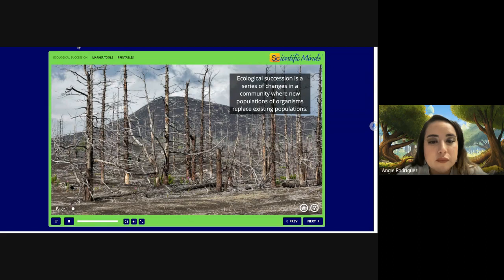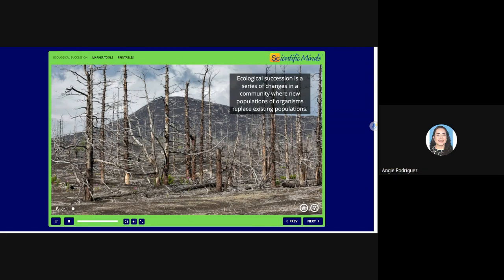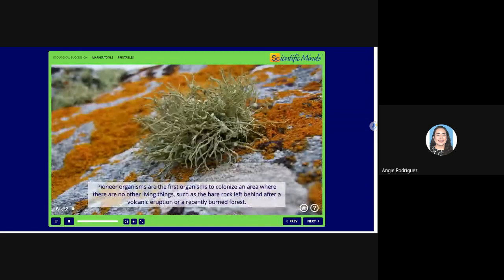Ecological succession is a series of changes in a community where new populations of organisms replace existing populations. Ecological succession takes place after volcanic eruptions and glacier activity, as well as after natural disasters or human disturbance such as farming. Pioneer organisms are the first organisms to colonize an area where there are no other living things, such as the bare rock left behind after a volcanic eruption, or a recently burned forest. Lichens are an example of a pioneer species.